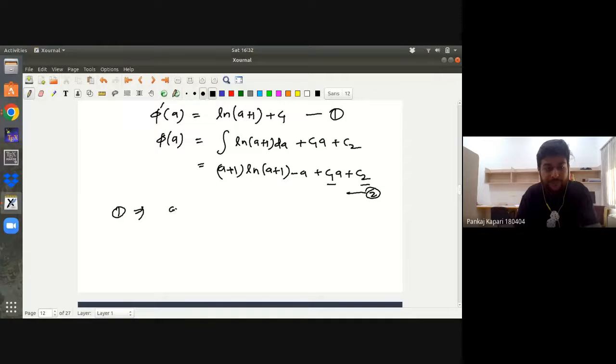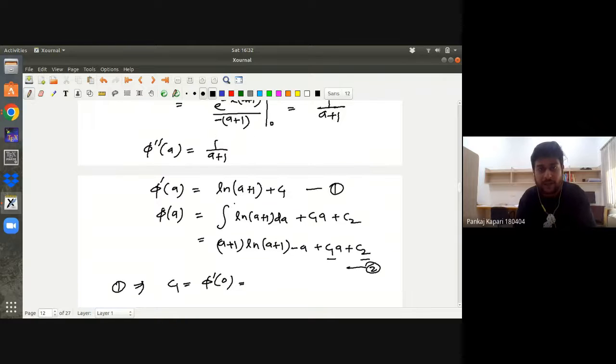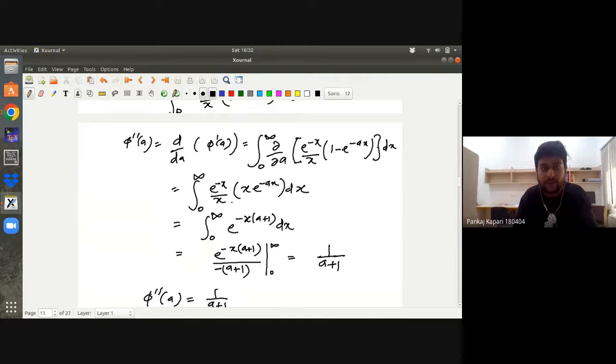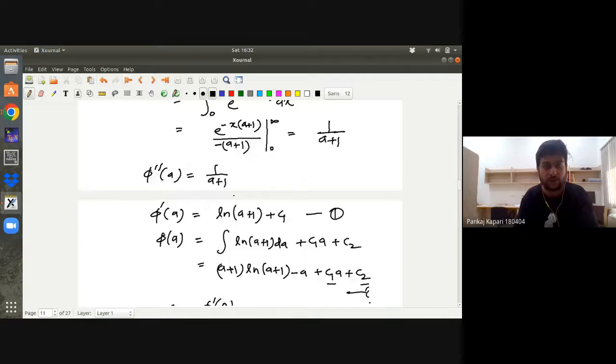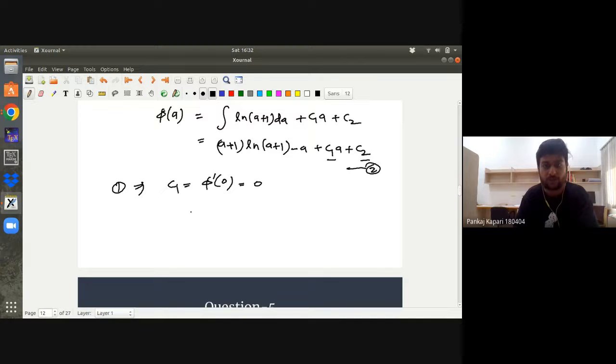C1 is exactly equal to the derivative of phi at 0. Okay, so what was the derivative of phi at a? So this was phi prime a. Okay, now note that if you put a equal to 0 in this equation, what do you get? Okay, e to the power minus ax, if you put 0, it will become 1, so this will become 0. Okay, so phi prime 0 is 0, so therefore c1 is 0. Now put a equal to 0 in the second equation.